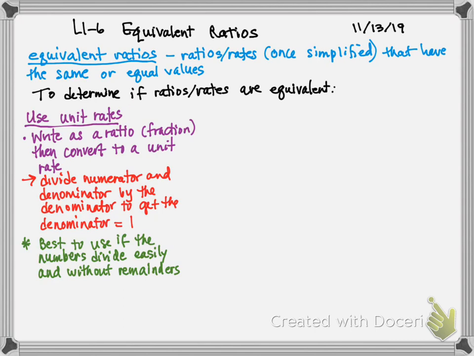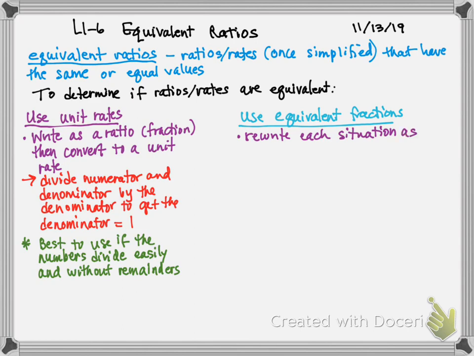So what's a second strategy? That's going to be using equivalent fractions. What on earth am I talking about? We're going to rewrite each situation, if it isn't already written as a ratio or rate, as a ratio or rate, which is the fancy way of saying, write it like a fraction. Then we're going to temporarily set them equal to each other. It's mainly a way of putting the problem together.